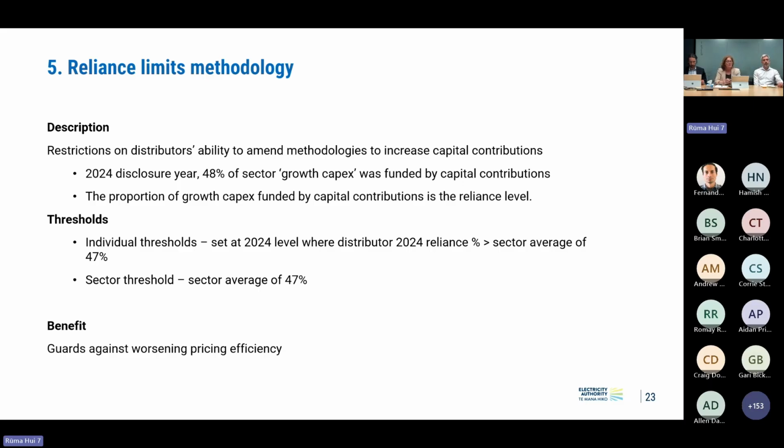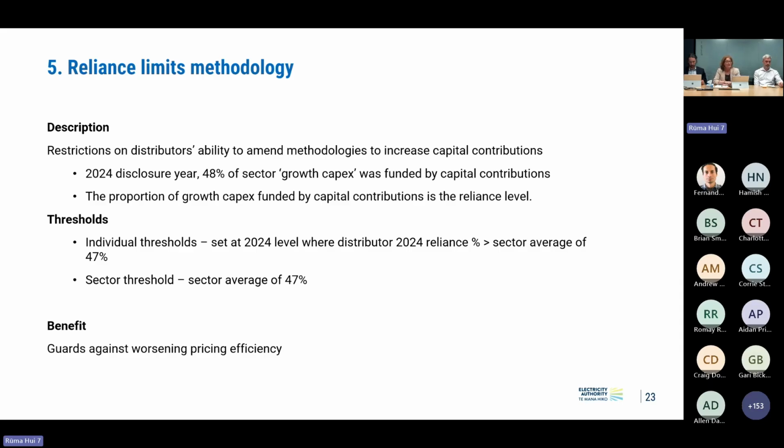The individual thresholds for distributors whose reliance in 2024 was above 47% get their own specific threshold. They must ensure their connection pricing methodologies are unlikely to result in reliance exceeding their 2024 level in a typical year. All other distributors get the sector threshold, and they must ensure their connection pricing methodologies are unlikely to result in reliance exceeding 47% in a typical year.